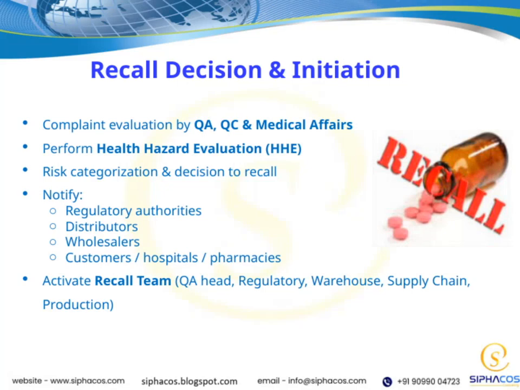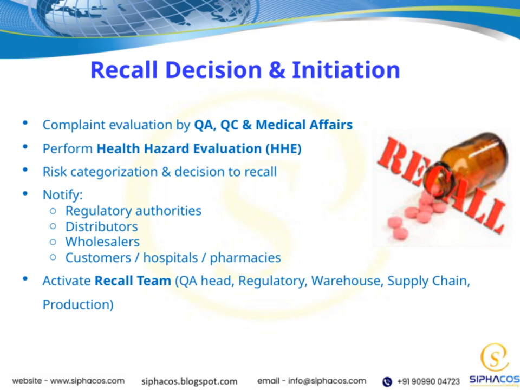Now, let's discuss how we evaluate complaints through our QA, QC, and medical affairs teams. This process begins with a thorough assessment of each complaint to determine its potential impact on patient safety and product quality. We then perform a detailed health hazard evaluation, or HHE, to understand the severity and scope of the issue. Based on this evaluation, we categorize the risk and make an informed decision about whether a product recall is necessary.